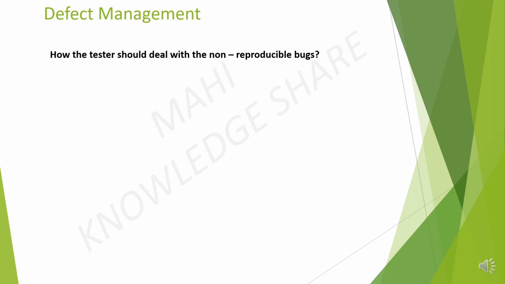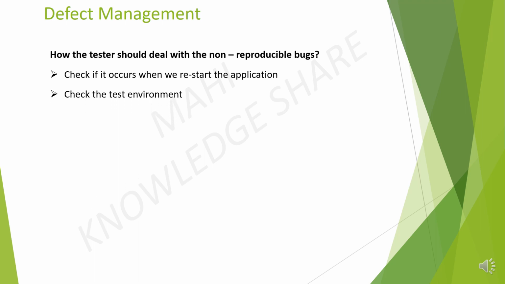How should the tester deal with a non-reproducible bug? First, check if it occurs when we restart the application. Then check the environment and inform other team members and stakeholders about the issue.